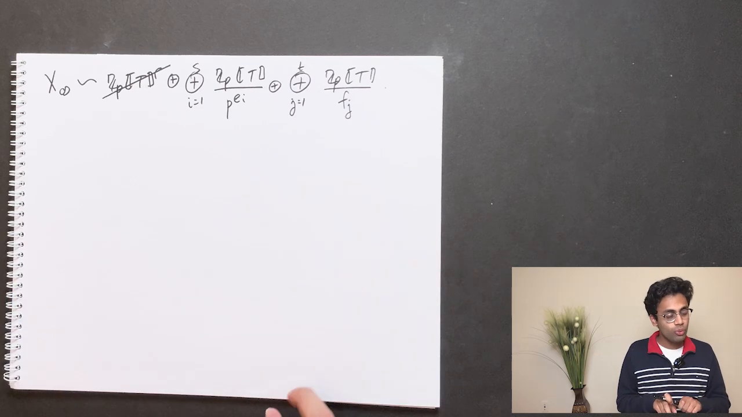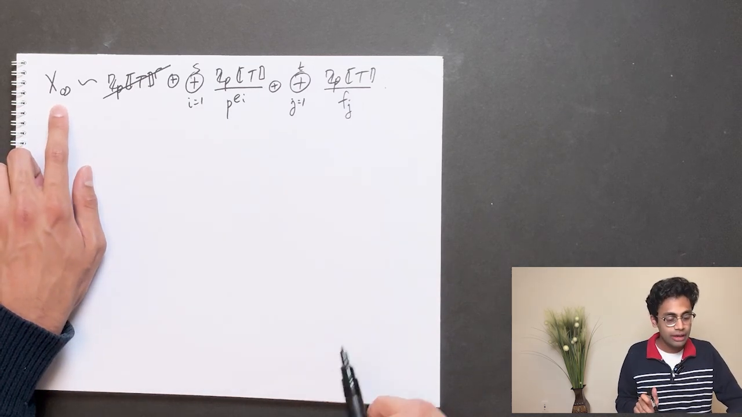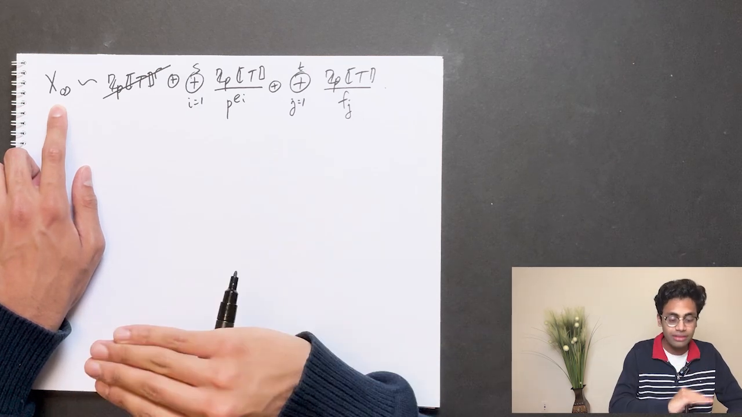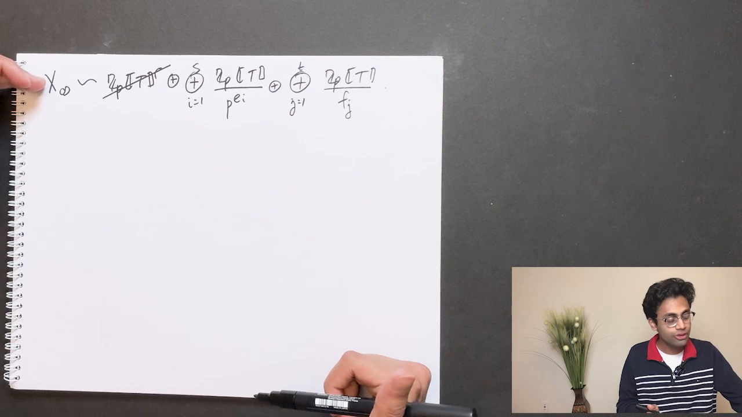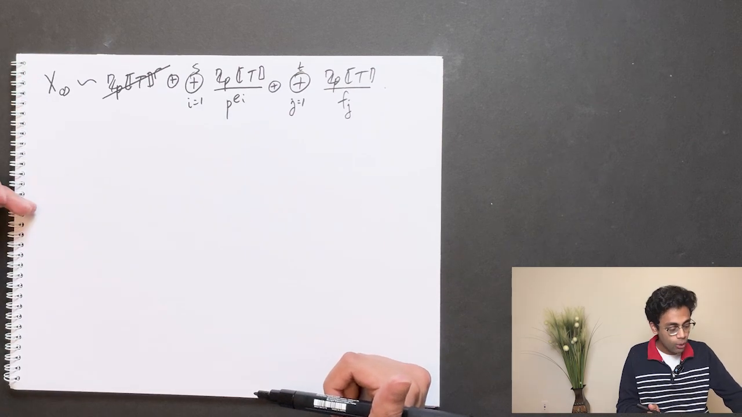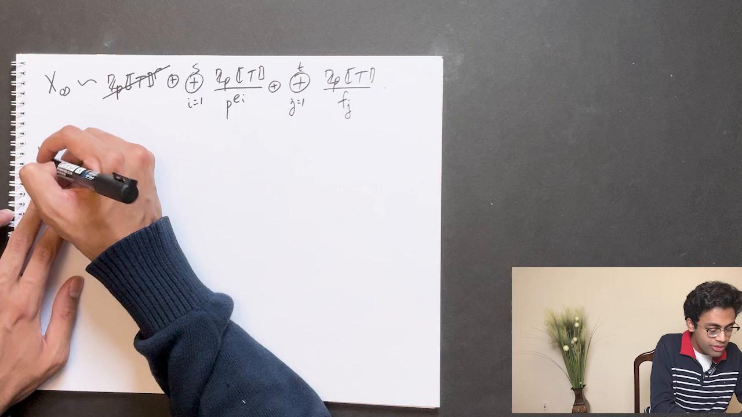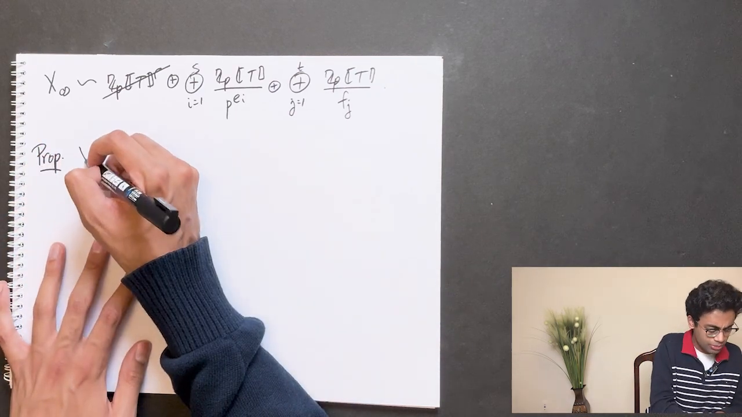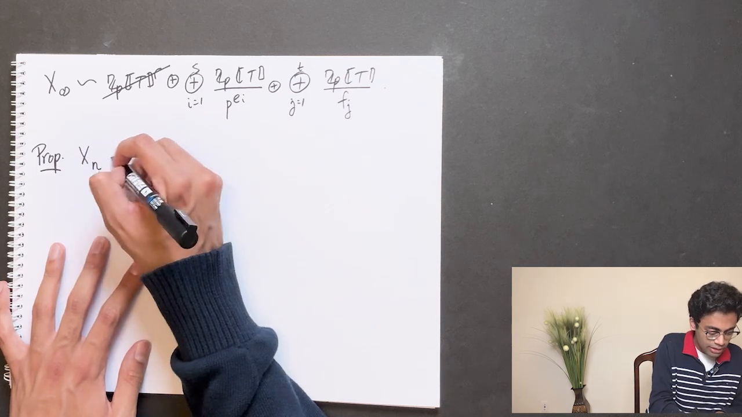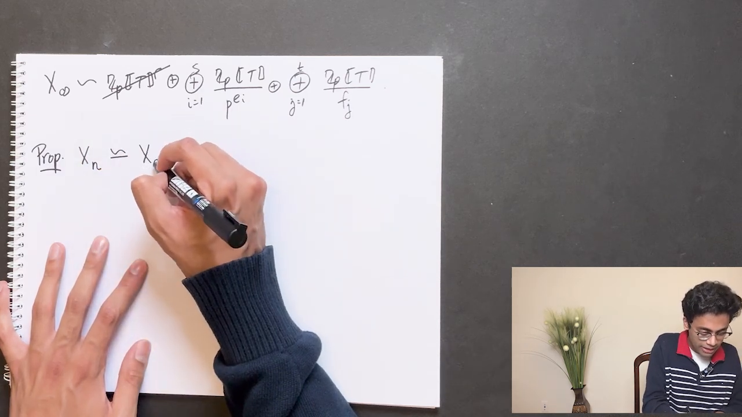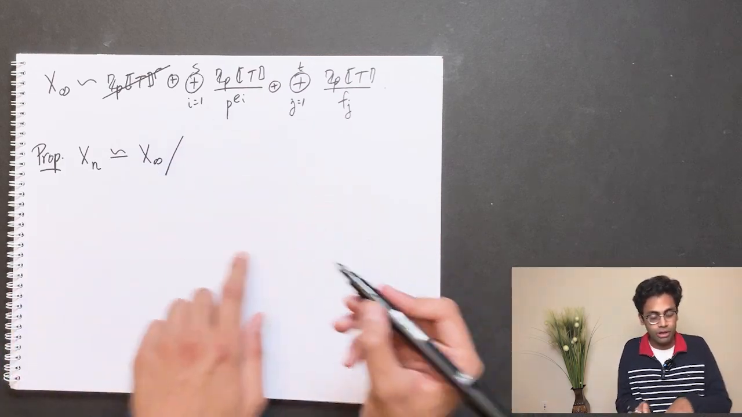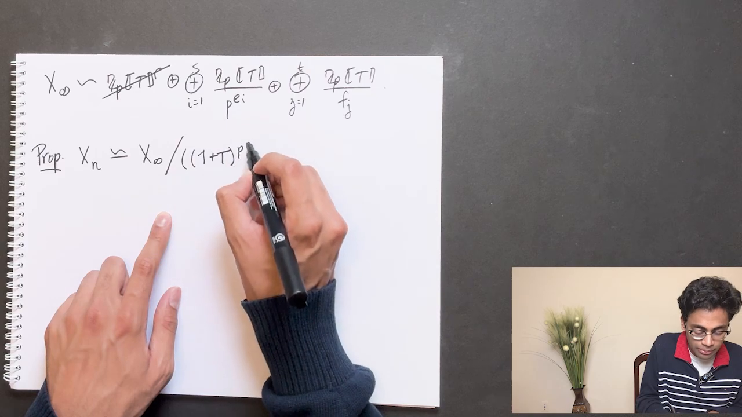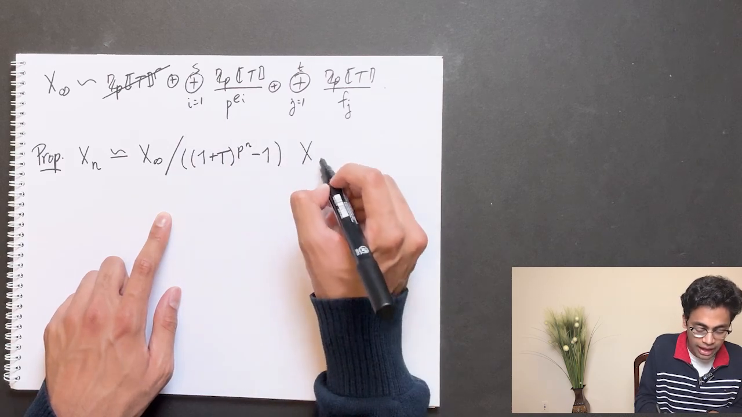Great. So we have this abstract result about X infinity, but we actually want to study X_n, which is the p part of the class group at the nth layer of the tower. How do we transfer this information from X infinity down to X_n? To do that, we need the following key proposition, which is not too hard to prove. It says that X_n is isomorphic to X infinity modulo the following submodule, (1 plus T) p to the n minus 1 times X infinity.